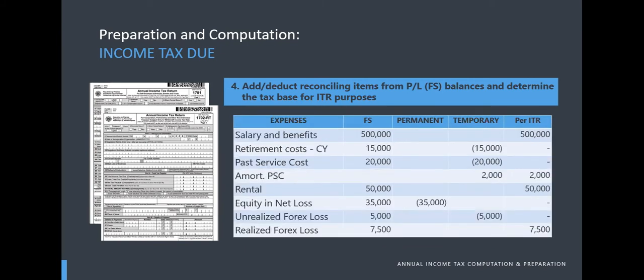Next, let's try with the expenses. In the first column, you will see the different types of expenses. Next are the amounts that were recorded or reported in the books of the taxpayer.